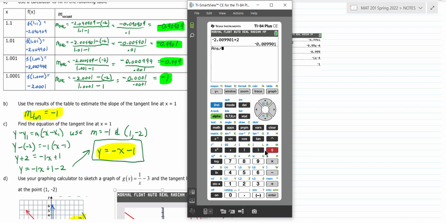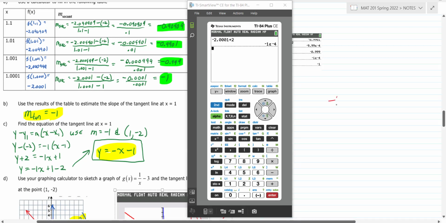If I divide that by 0.01, it may come out in scientific notation. That didn't happen that time; I think maybe it was the next one. So if I did -2.0001 plus 2, there we go. It's in scientific notation. What this means is -1.0 times 10 to the -4, and all it really means is the decimal gets moved to the left 4 places. So you get 0.0001.